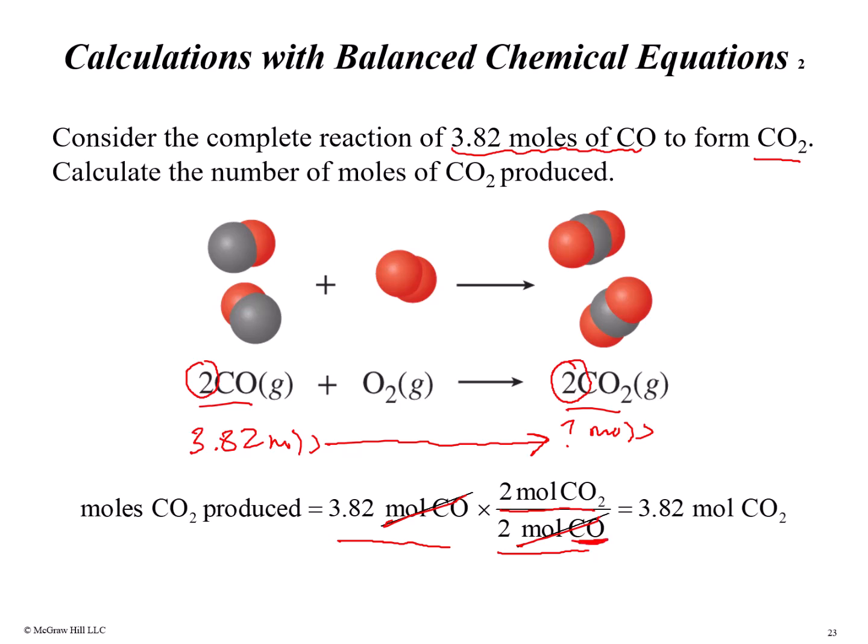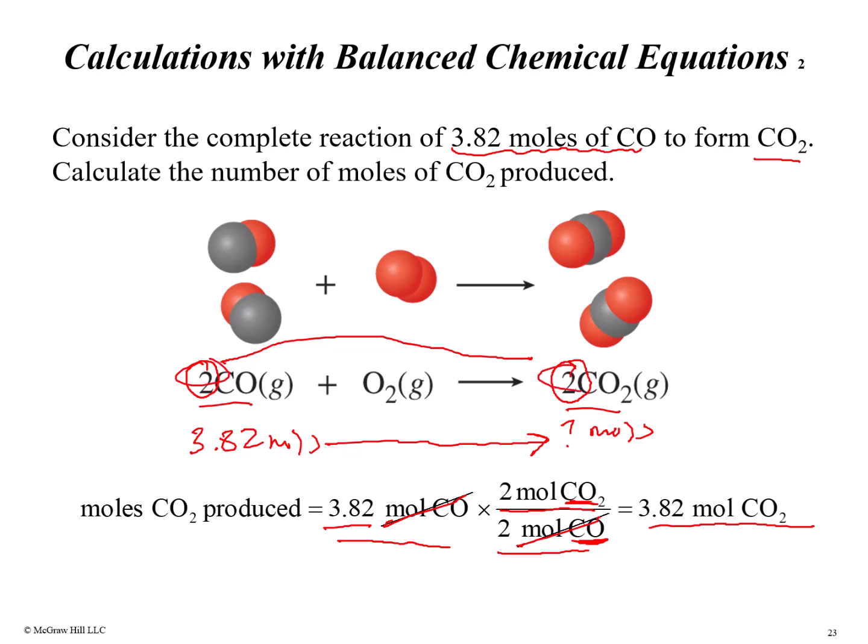That's what goes in the numerator. Do I know this relationship? Absolutely. For every 2 moles of carbon monoxide consumed, 2 moles of carbon dioxide are formed. So I know I've set it up right, and my final answer comes out to be 3.82 moles of carbon monoxide. And you say, well, that's the same number. Yeah, it is, because the ratio is 2 to 2, which is 1 to 1.